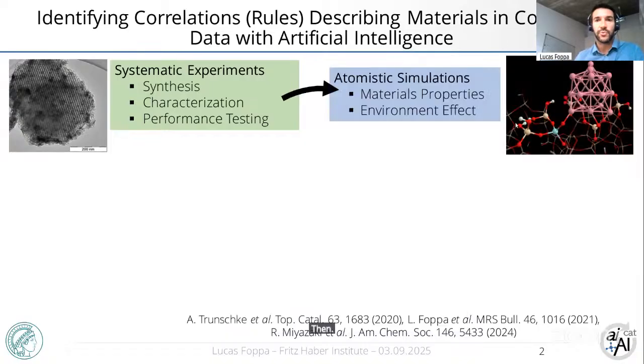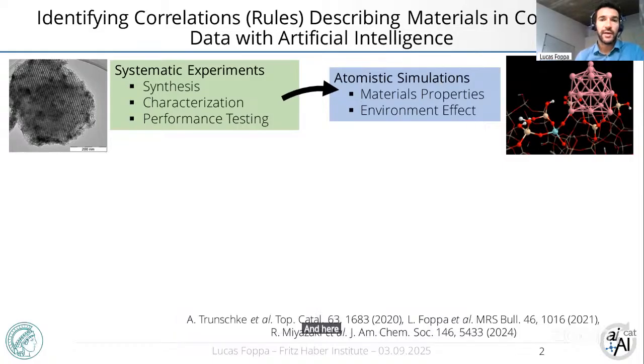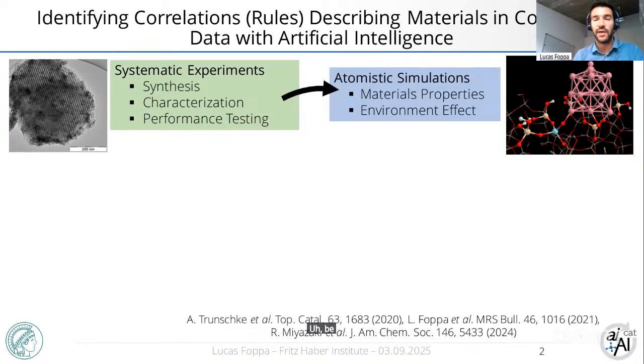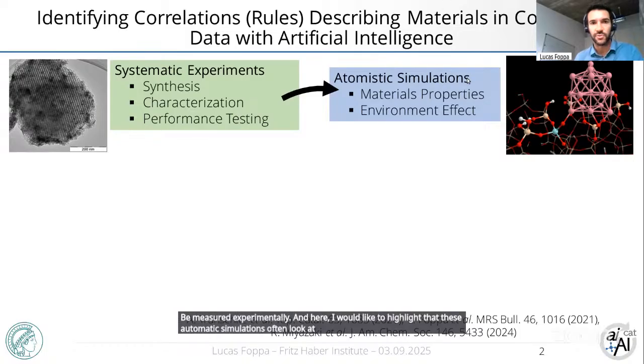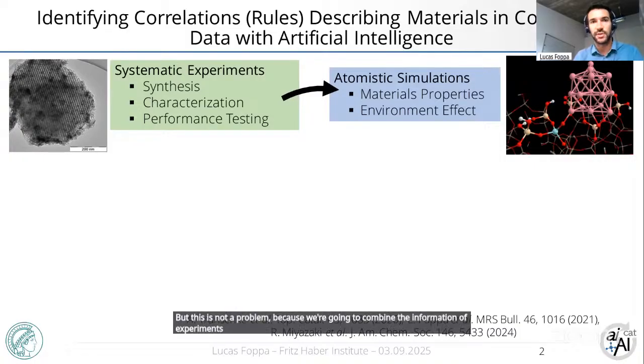Then in a second step, we might add some atomistic simulations where we look at materials properties that we can calculate using different methods, for instance, density functional theory. And here, especially in the case of catalysis, we can also include or model environmental effects that can sometimes be hard to measure experimentally. And here I would like to highlight that these atomistic simulations often look at model systems, not really realistic systems. But this is not a problem, because we're going to combine the information from experiments and simulations in this approach.